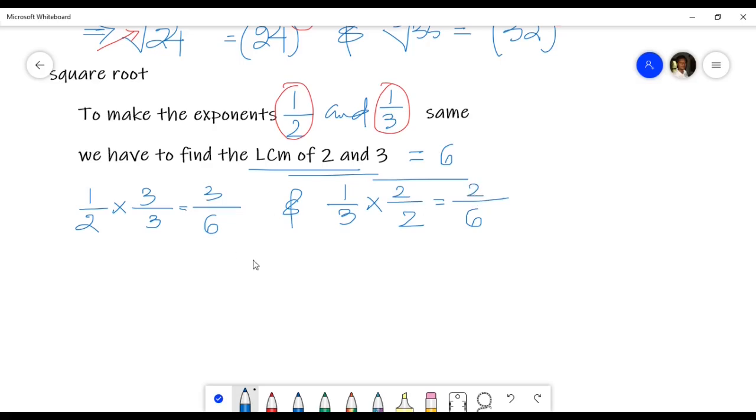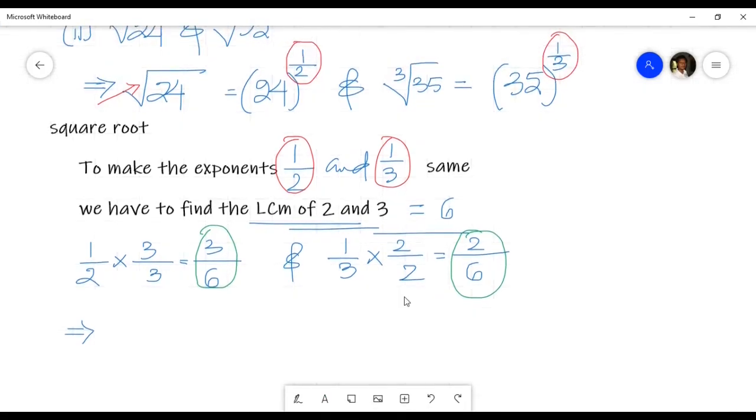So now you see that these two exponents have become same, right? 3 by 6 and 2 by 6. When the denominator is same, we understand that the exponents have become same. The next step is we'll just replace.